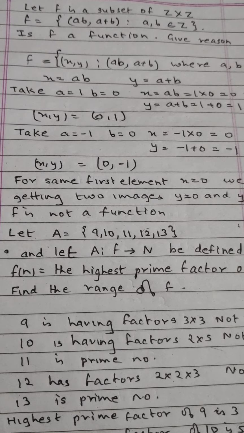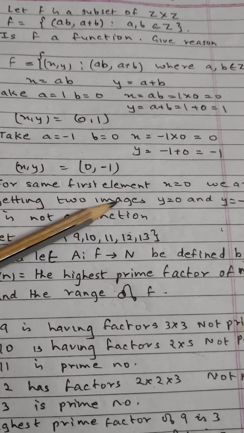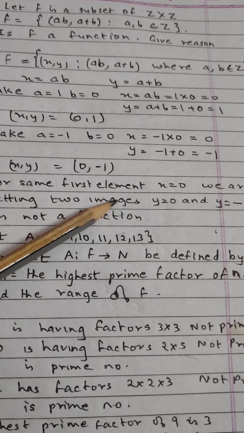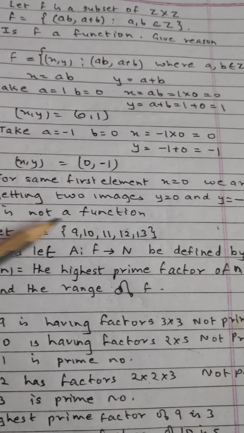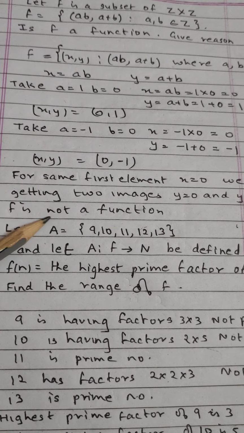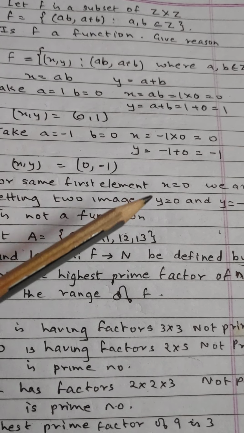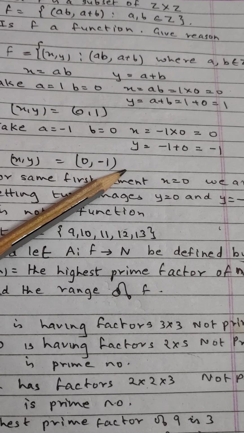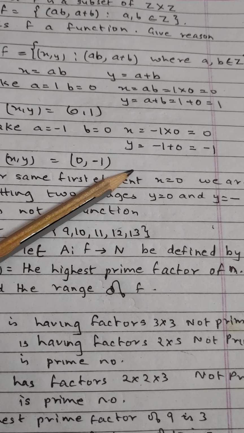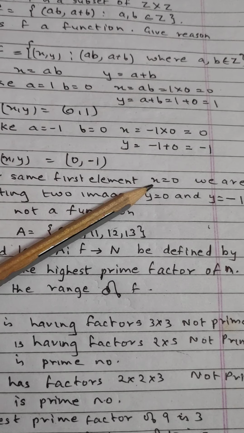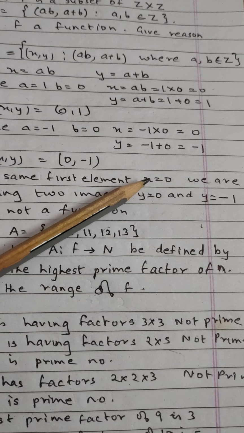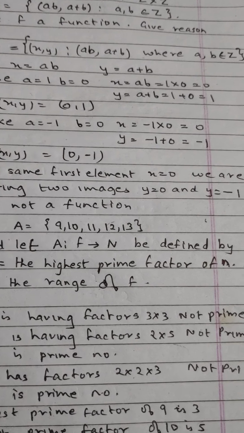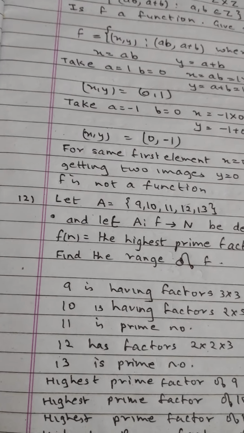But can you see, for the same first element, that is X is equal to 0, we are getting two images, Y is equal to 1 and Y is equal to minus 1. So F is not a function. For a function, every first element should have a unique image in the second set. But here the first element is 0. It is having two different images, 1 and minus 1. So F is not a function.